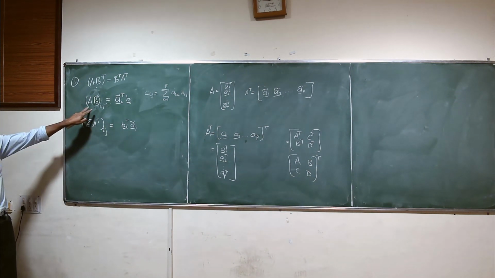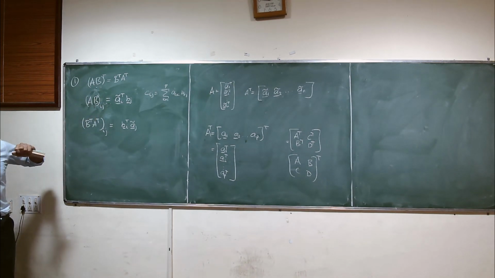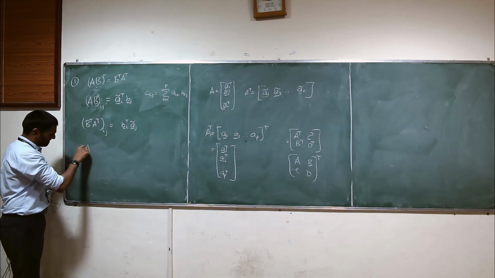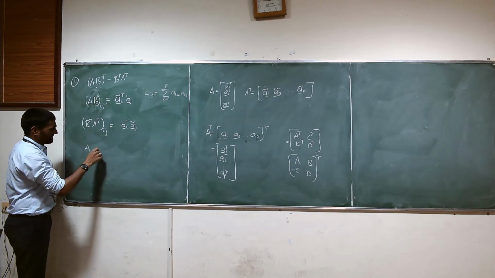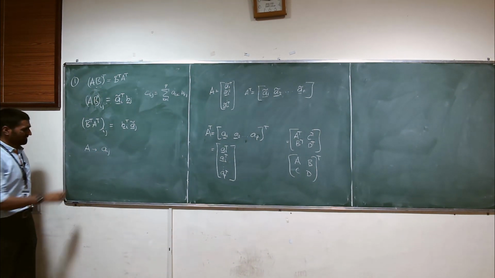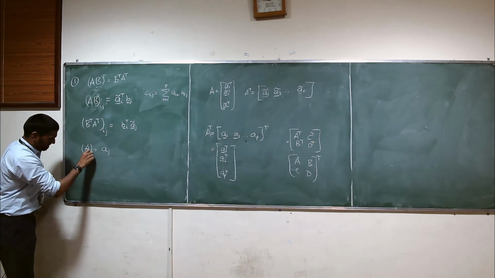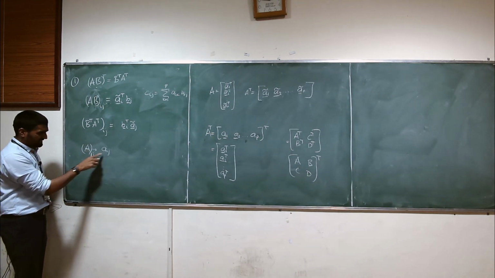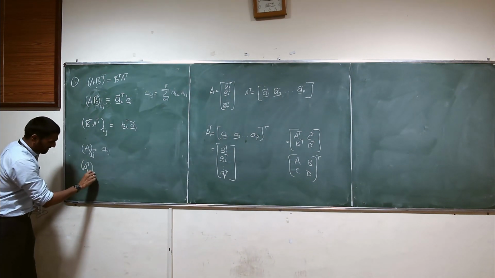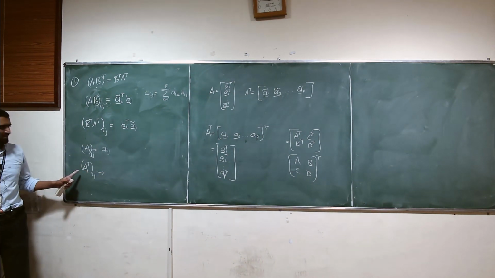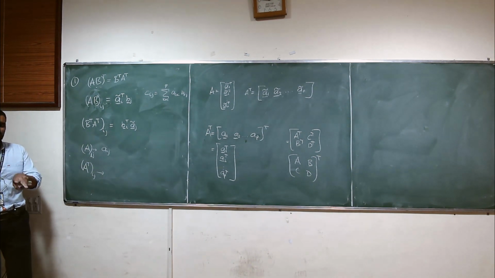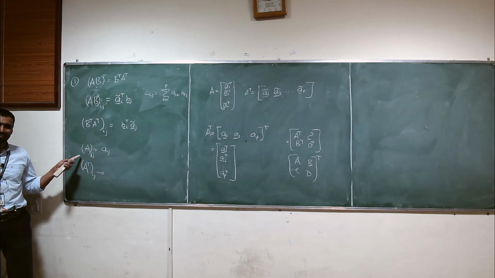Now we have AB ij. Okay. If you have a matrix A, and let's say its ijth element is Aij. So this means the ijth element of the matrix A is Aij. What is the ijth element of A transpose? Not Aij. It will be the jith element of A.